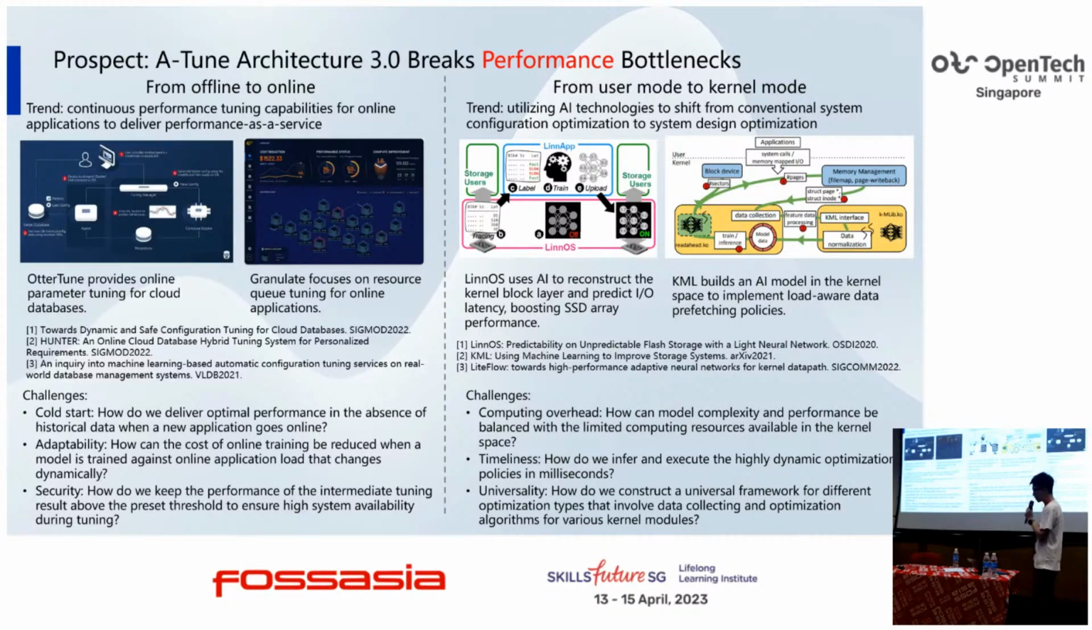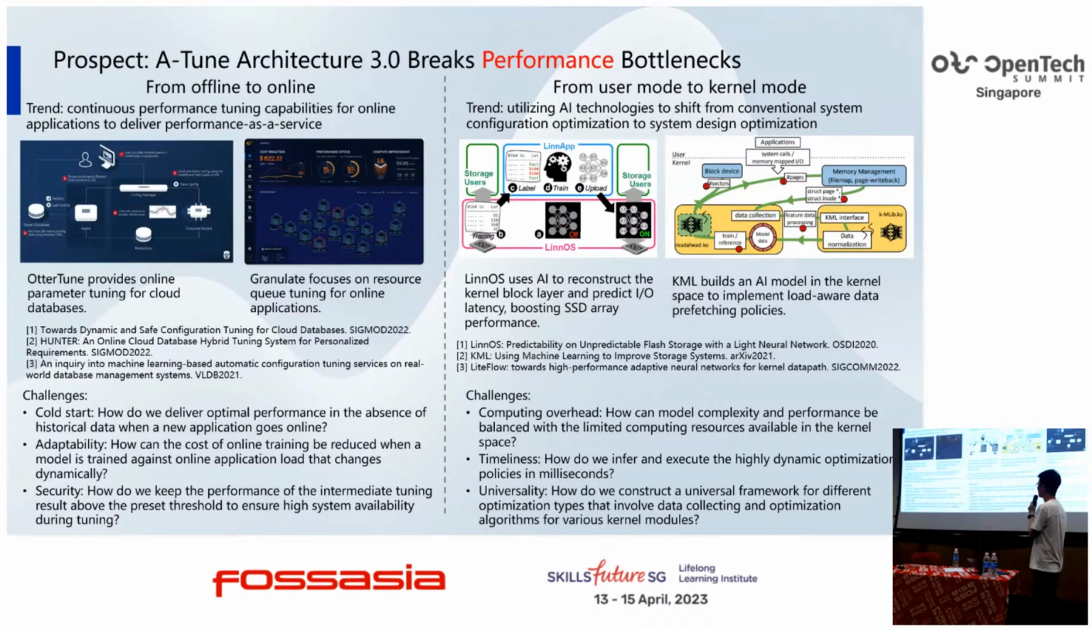The second one is from user mode to kernel mode. There are also several trends. For example, utilizing AI technologies to shift from conventional system configuration optimization to system design optimization. There are also several papers. For example, LinOS uses AI to reconstruct the kernel block layer and predict I/O latency, boosting SSD area performance. KML is another paper which builds an AI model in the kernel space to implement load-aware data prefetching policies.